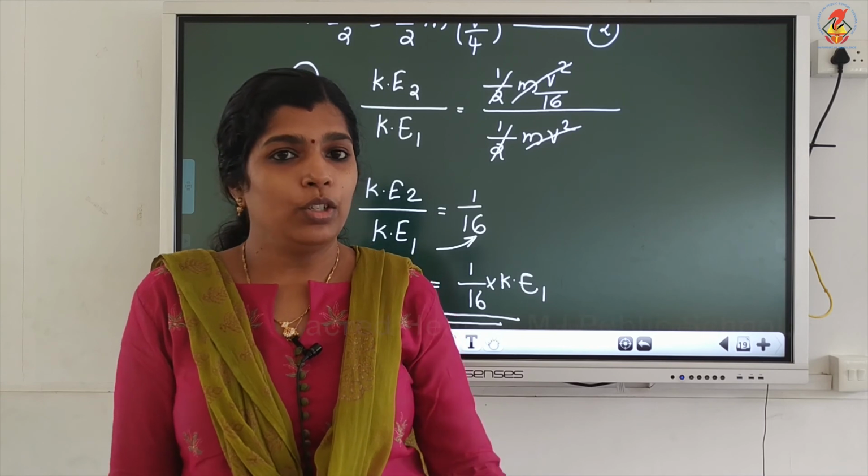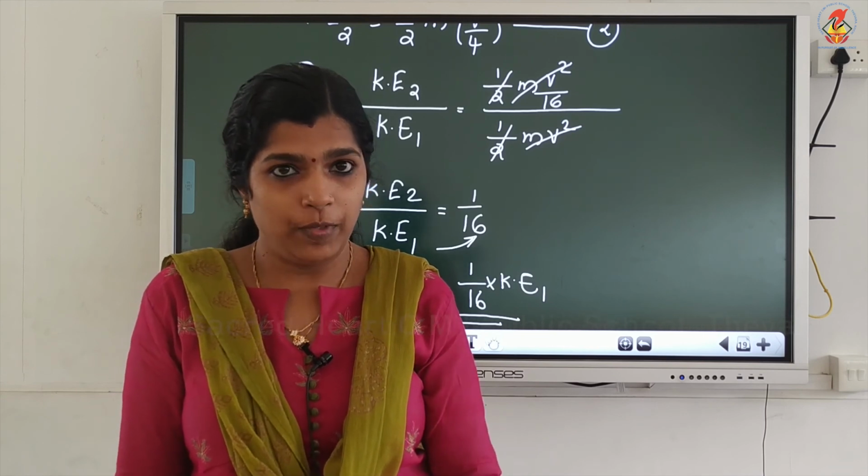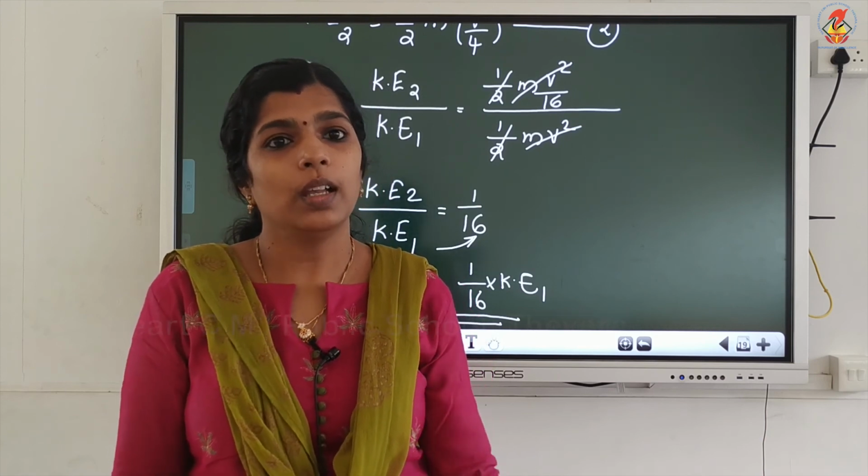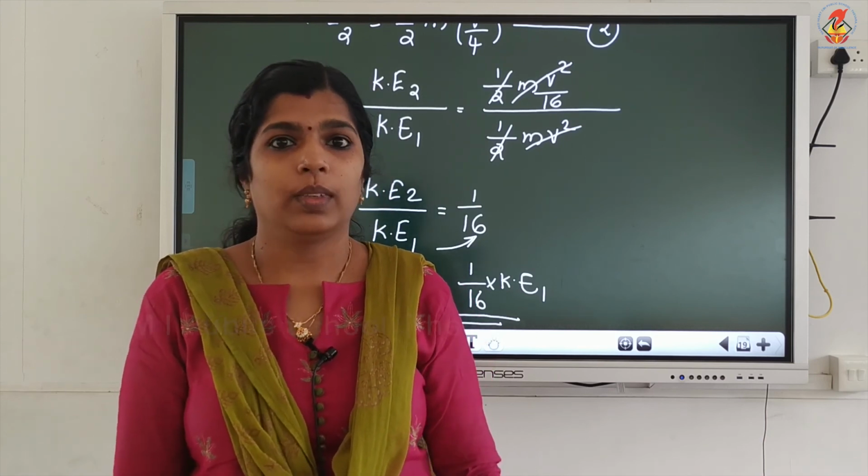So, the equation to find kinetic energy is half m v square, where m is the mass, v is the velocity. Thank you.